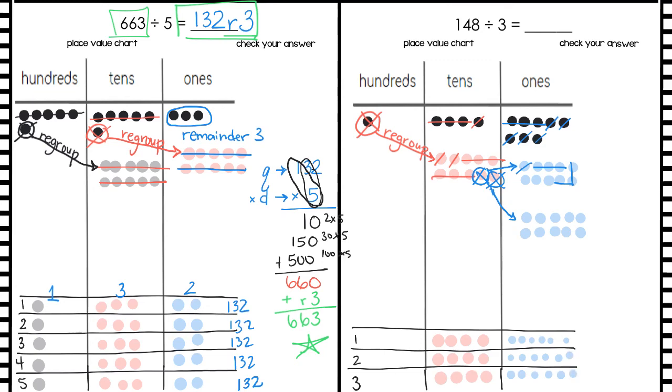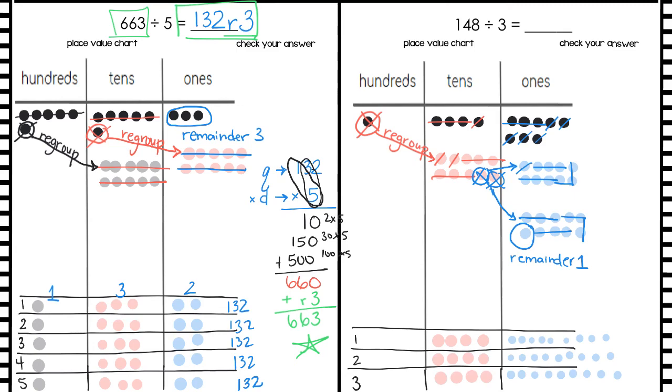1, 2, 3. There's another group of 3. I have enough to do another group of 3. Wow. And another group of 3 is crossed out, and I have 4 left, so I can do 1 more group of 3. And I have 1 that could not fit into my groups of 3, so this is my remainder of 1. Let's check our work.